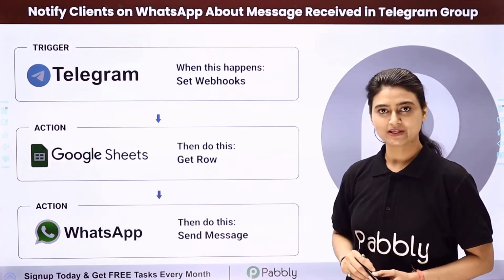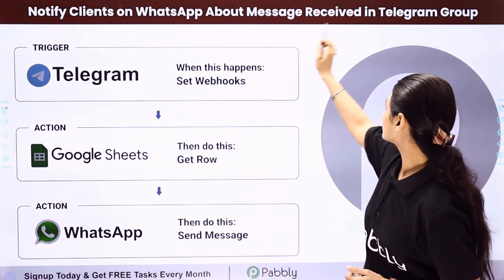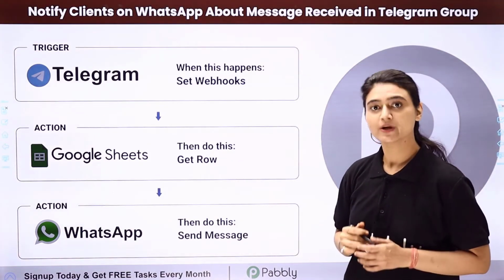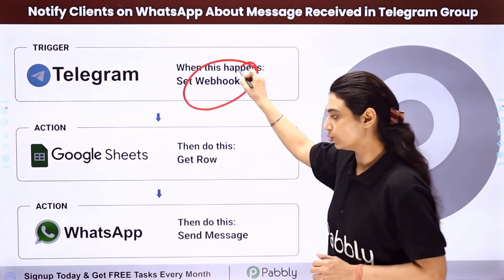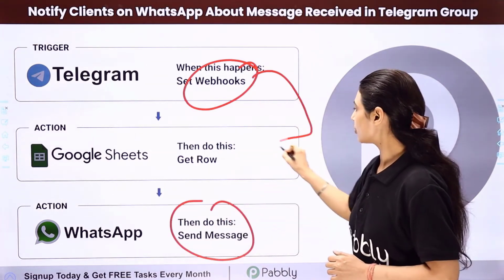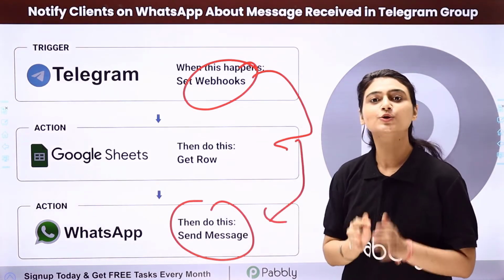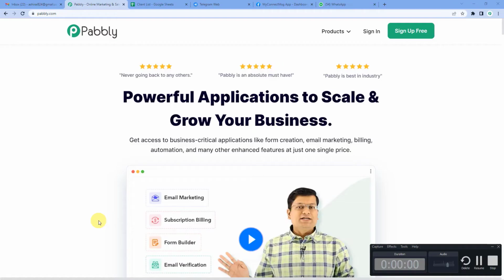In this video, we will learn how you can automatically notify clients on WhatsApp about a message received in a Telegram group. Now, let's say you want every time you send a message in a Telegram group, your client should be notified in WhatsApp. So, we are going to automate this entire process using Pabbly Connect. Come to my screen to see how we do this.